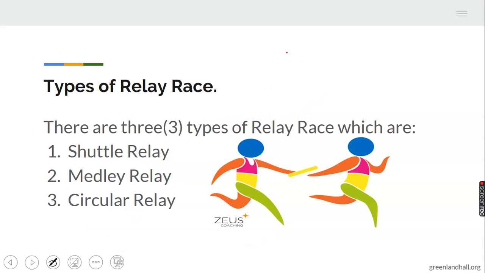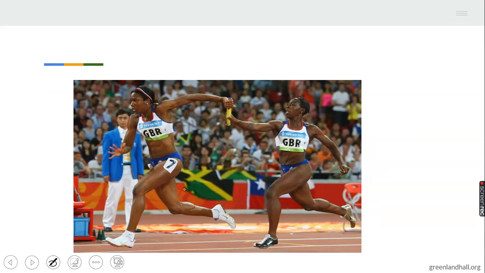Now, let's talk about the types of relay race that we have. We are going to look at 3 types. We have the shuttle relay, we have the medley relay, and the circular relay. Let's take a look at each of the 3 of them. This is a picture of this team. Look at this team. You see, as this runner here is finishing her own course, she's handing over the baton to the next person.